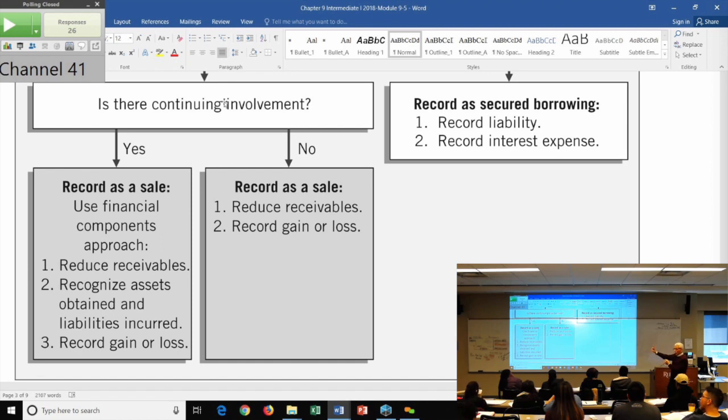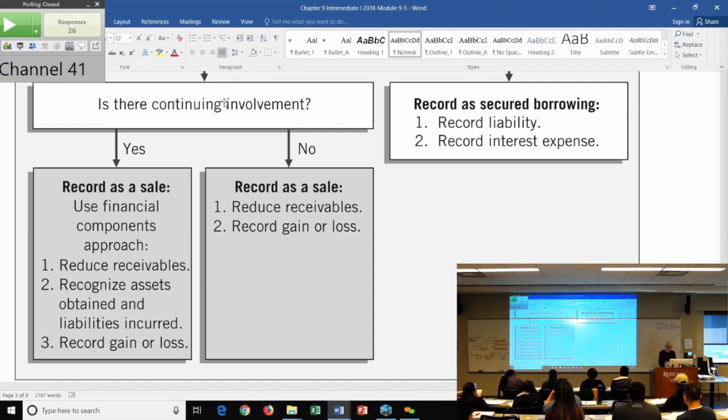If you violate one of the three conditions, you just record it as a secured borrowing transaction, and you record it as a regular debit to cash, credit notes payable kind of thing, and that's it. So if you don't meet the conditions, it's the secured borrowing, and the receivables are set up as your collateral.